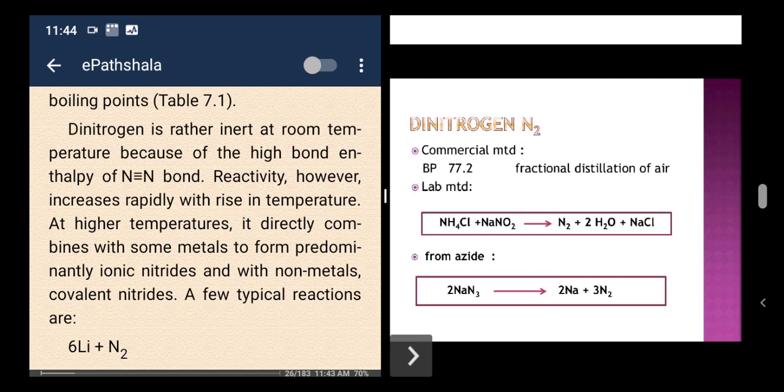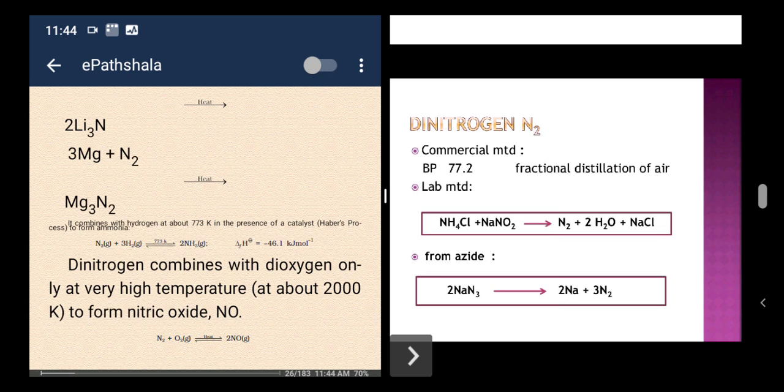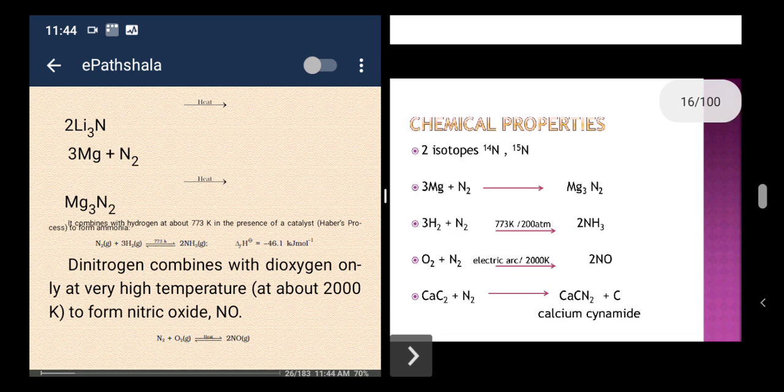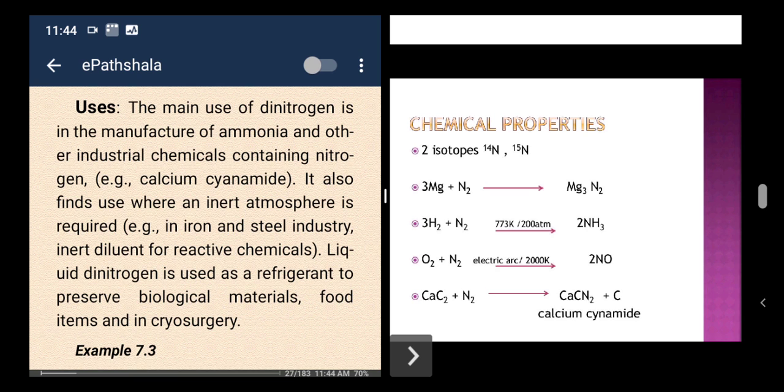At high temperature, it directly combines with some metals to form predominantly ionic nitrides, and with non-metals, covalent nitrides. A few typical reactions are given there: lithium on heating with nitrogen gives lithium nitride, and when it reacts with magnesium, it gives magnesium nitride. Okay, so these are the examples. These are the chemical properties, which you can see on the right hand side of the slide.